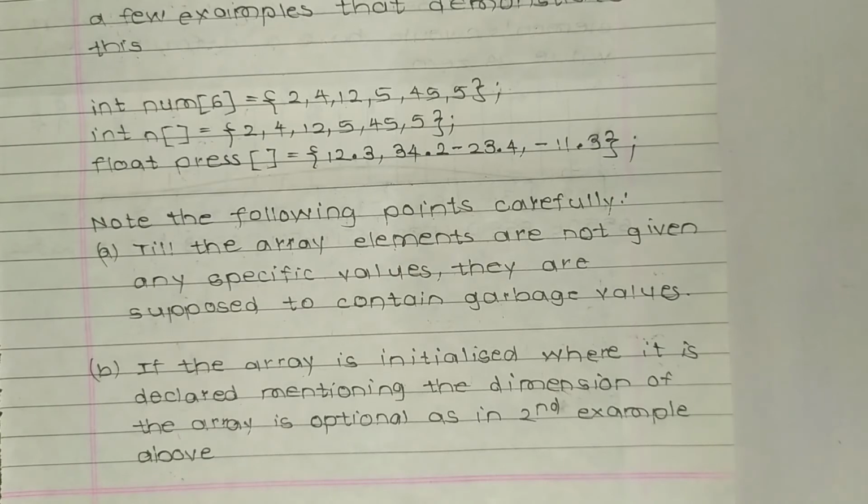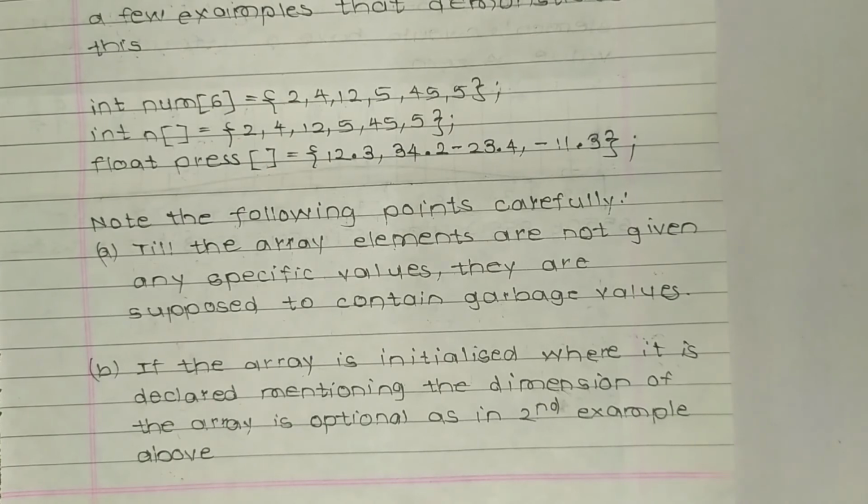Note the following points carefully. A. Till the array elements are not given any specific values, they are supposed to contain garbage values. So until array elements are given a value, they contain random values, that is garbage values. B. If the array is initialized where it is declared, that is, when an array is declared and initialized at that point, mentioning the dimension of the array is optional, as in the second example above. The dimension was 6.